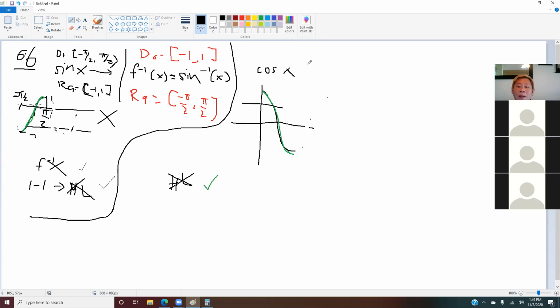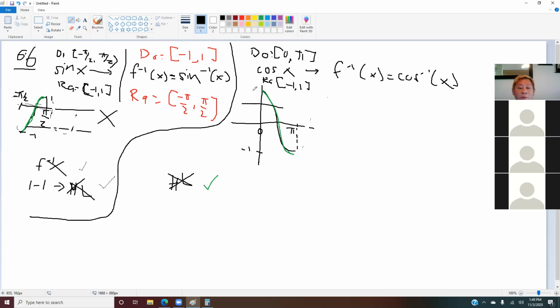So if you restrict it, it will have an inverse function, which is the arccosine of x. The domain for this restriction goes from 0 to pi, including the endpoints, and the range goes from negative 1 to 1. So when you do the inverse function for cosine, the domain is negative 1 to 1, and the range is from 0 to pi.